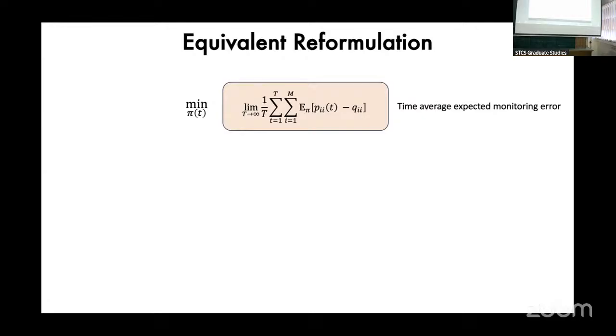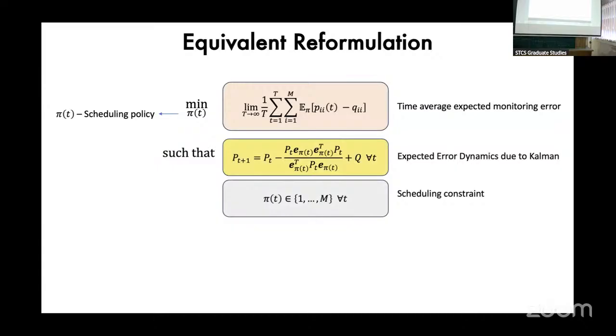Yeah, exactly. And so we are basically reformulating the original problem, which was the error problem, to something that just involves the Kalman recursion. So a Kalman recursion looks something like this, where e pi of t is an m-dimensional vector that is 1 at the location at which you're doing the scheduling and zeros everywhere else. And this is what the Kalman recursion looks like for that particular scheduling choice at time t.